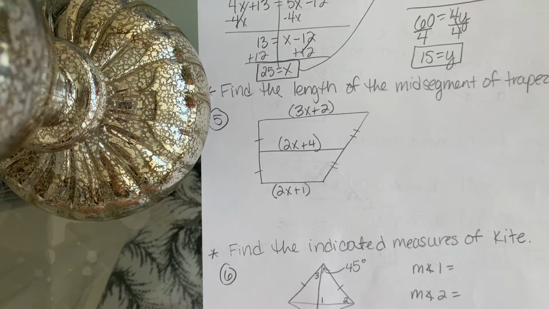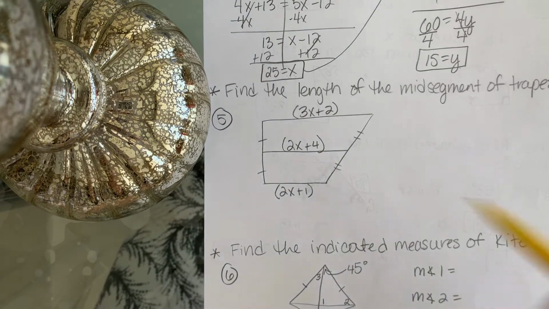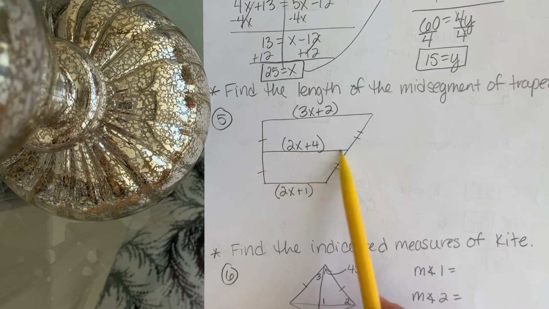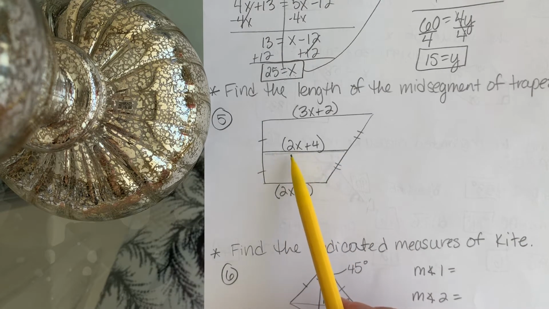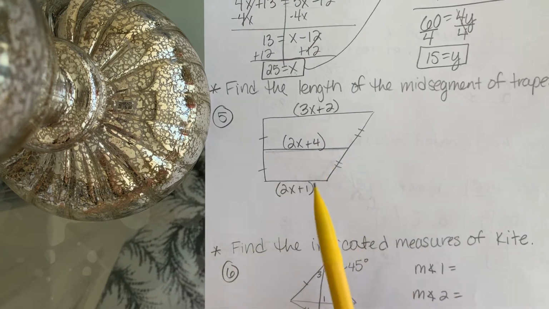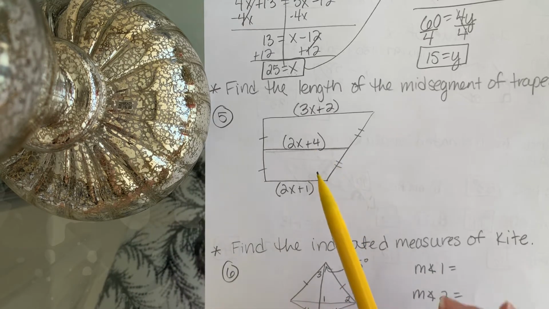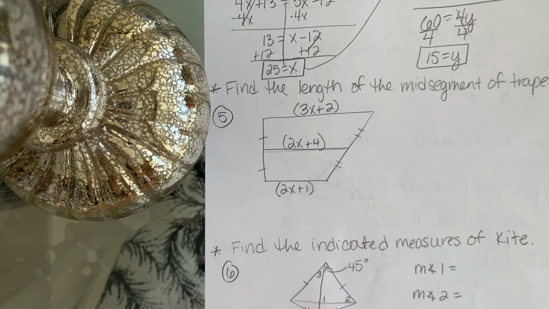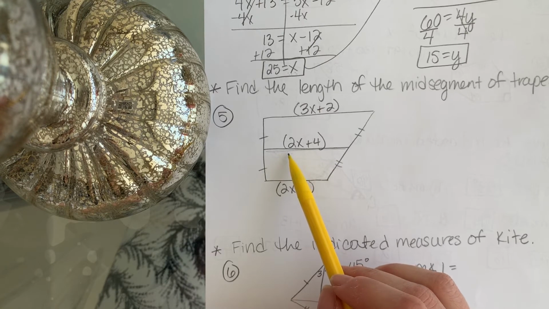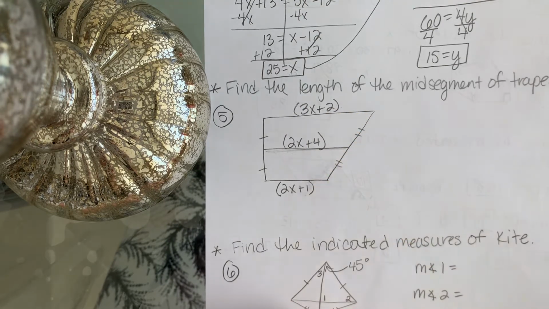Moving on to our fifth example with a trapezoid. We are going to find the length of the mid-segment of the trapezoid. So here's our mid-segment of our trapezoid right here, and it's represented by 2x plus 4. Now we're not just going to find x, we're going to find the length of the mid-segment. So in order to find the full length of the mid-segment, we have to find x first. Remember, your mid-segment is always equal to your two bases divided by 2.